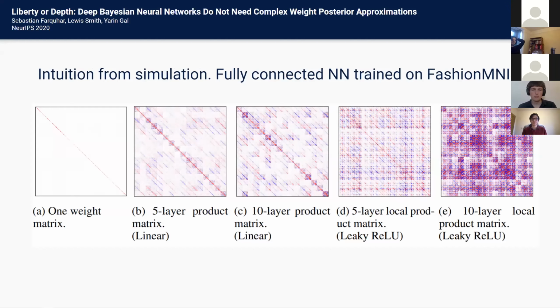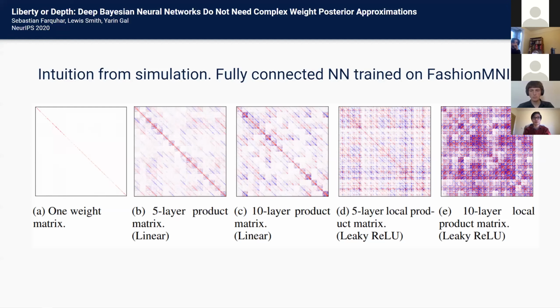And here's one of them. This is a simulation where we sample weights from a Bayesian neural network, which has been trained on Fashion MNIST. As expected, when you have one weight matrix, A, the product matrix is just one weight matrix and is just mean field, so you've got diagonal correlations. But as you have product matrices composed of more layers, you start to get these unusual off-diagonal correlations, which have an interesting structure.